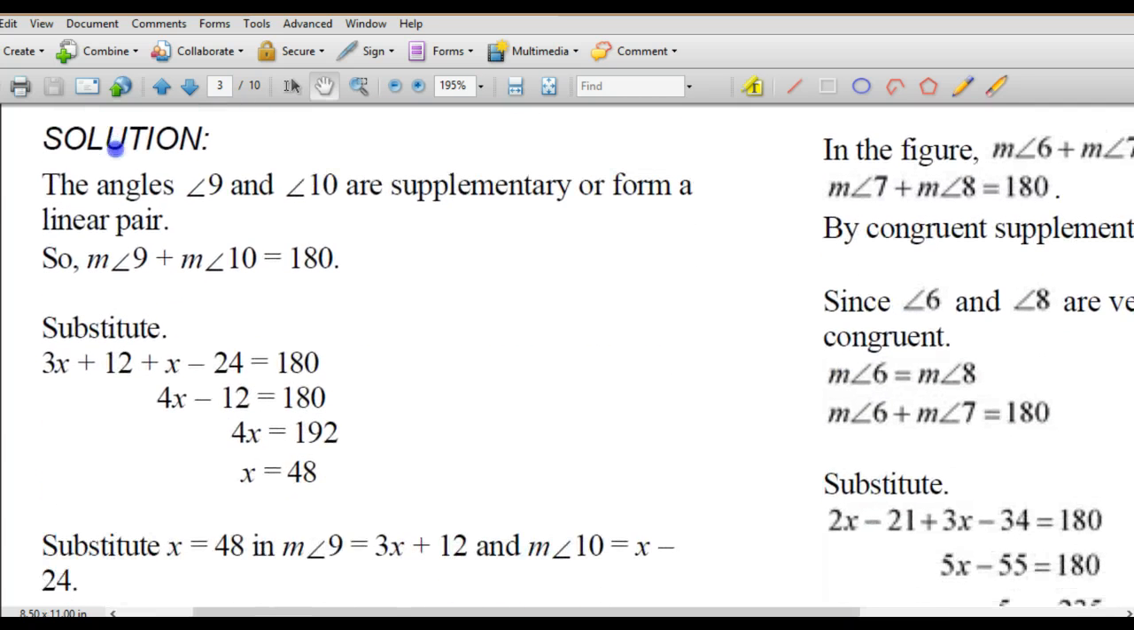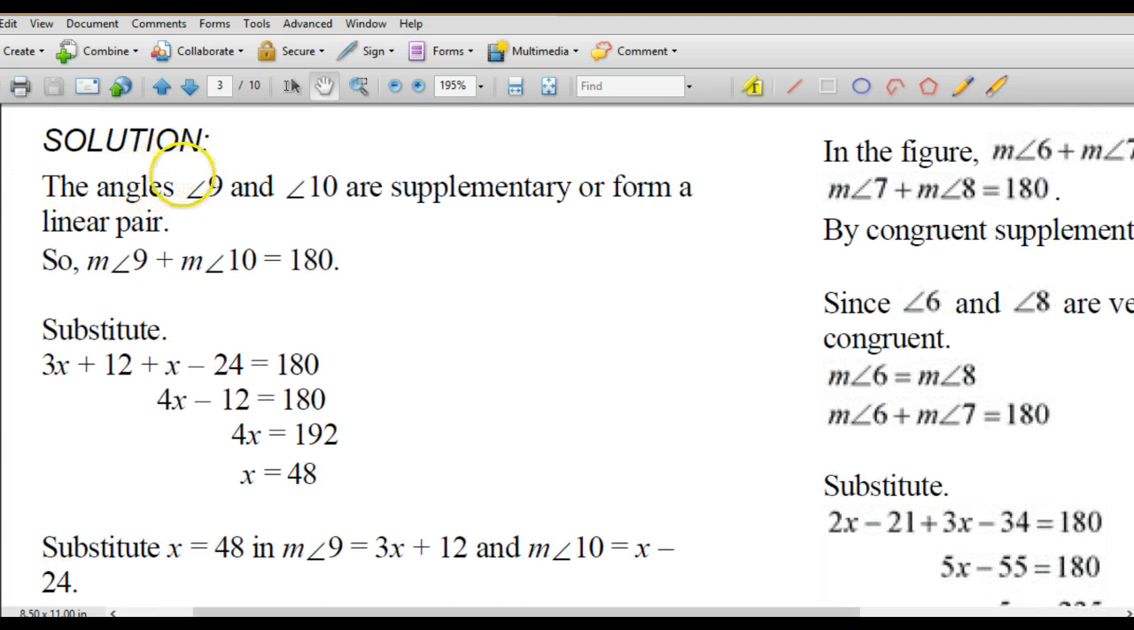So the measure of 9 plus the measure of 10 is 180. We substitute in for 9, which is 3x plus 12, and 10, which is x minus 24, into this equation. We combine our like terms, so that would give us 4x plus 12 minus 24, which is minus 12. We add 12 to both sides, so we get 4x is equal to 192, and we divide both sides by 4, so we get x is equal to 48. Our last step is to substitute back in 48 in place of x.